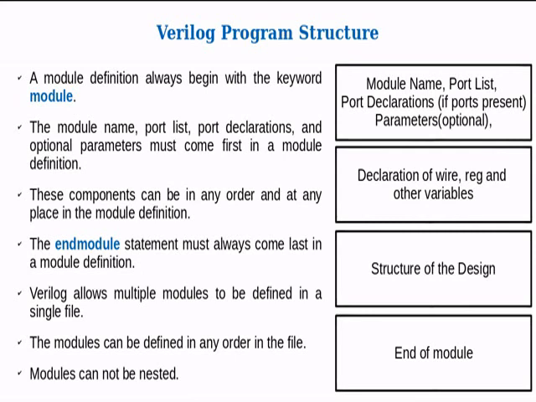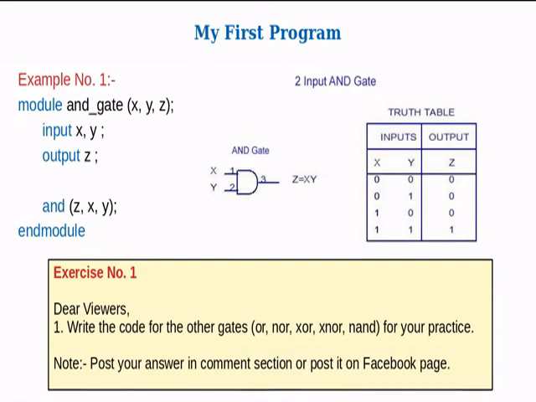Verilog allows multiple modules to be defined in a single file. These modules can be defined in any order in the file, but the modules cannot be nested. That means between one module and endmodule, there is no other module inside that module. So the module cannot be nested.